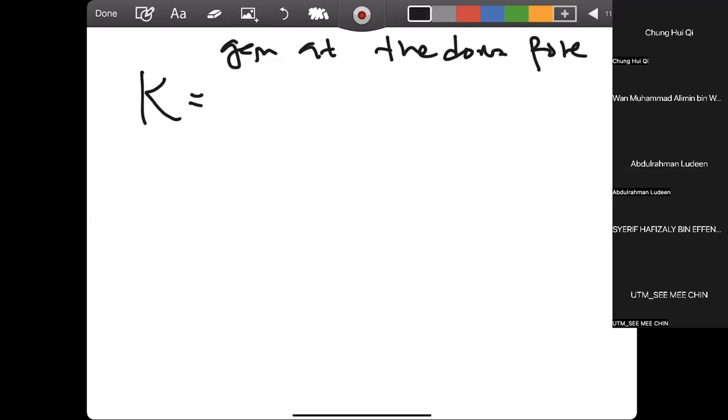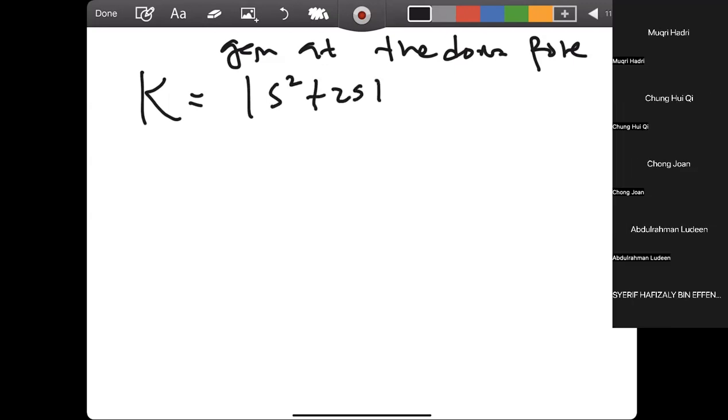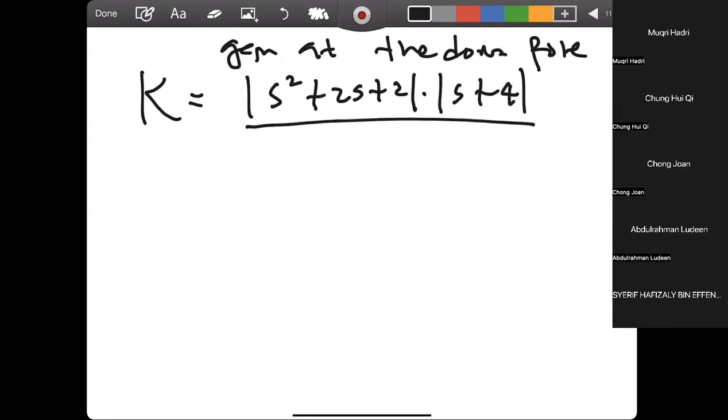Hi, Doctor. Using the magnitude of 1 over G(s), and then substitute the s. So the equation is, absolute value of s squared plus 2s plus 2 times s plus 4 over s squared minus 2s plus 8. My mistake, it is the modulus.